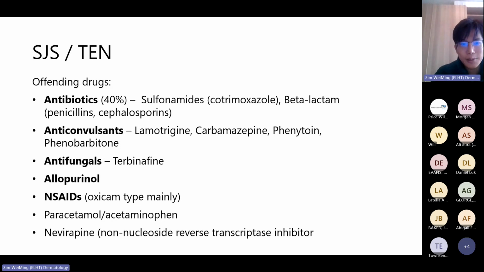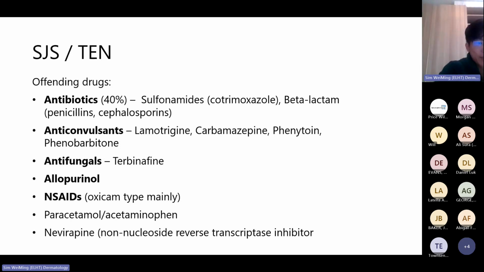I think this list is the most important to yourselves. I hope you found the rest of the talk so useful. But for SJS and TEN, what I want you guys to take home is if you forget all the different kinds of medicines, which you guys probably wouldn't. I would, but you guys wouldn't.